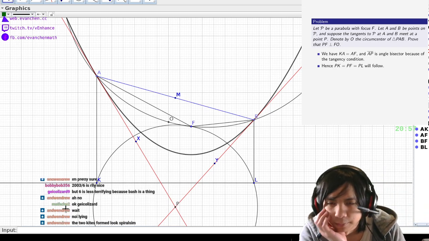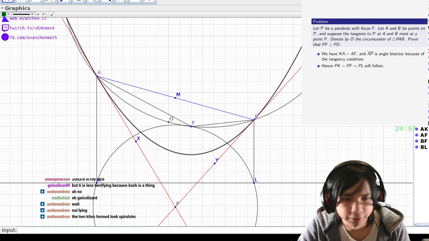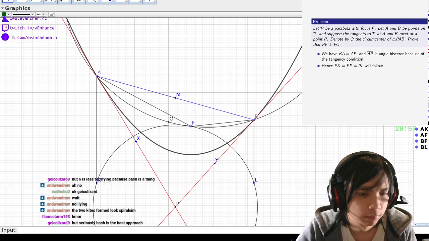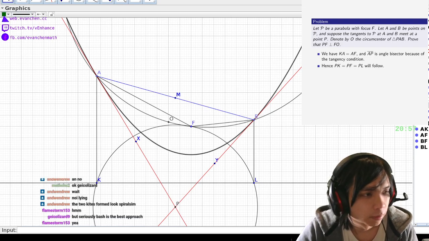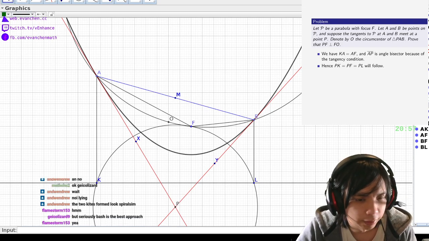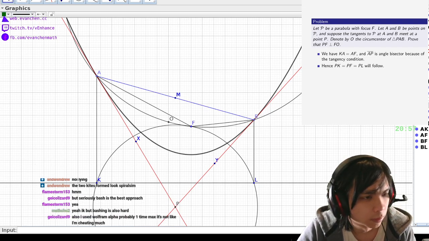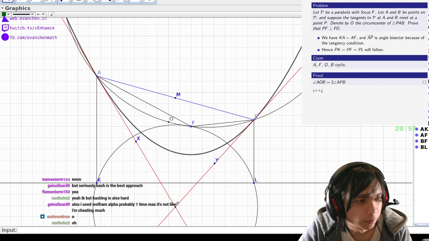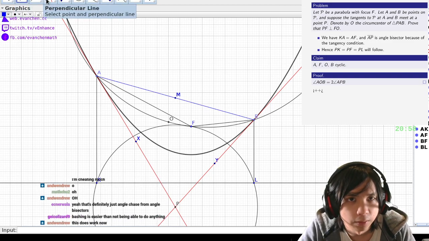Are the two colors spiral similar? Yeah. But I think I can prove AOFB cyclic now. Because for AOFB cyclic, angle AOB is equal to twice the angle APB. And maybe if I give these names, let's call this angle alpha.